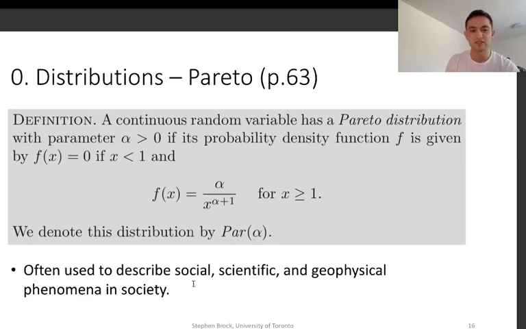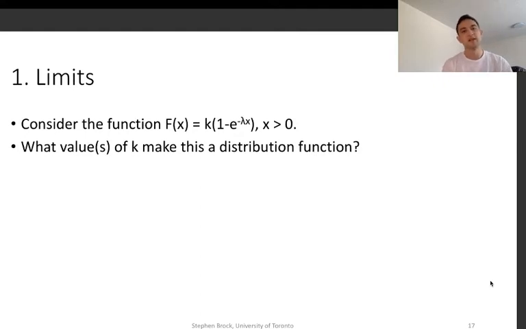This is often used to describe social, scientific, and geophysical phenomena in society. Feel free to Google and learn more. A lot of these distributions are pretty cool and come up a lot in the real world. All right, so that finishes the review for distributions, and now I want to talk about limits.